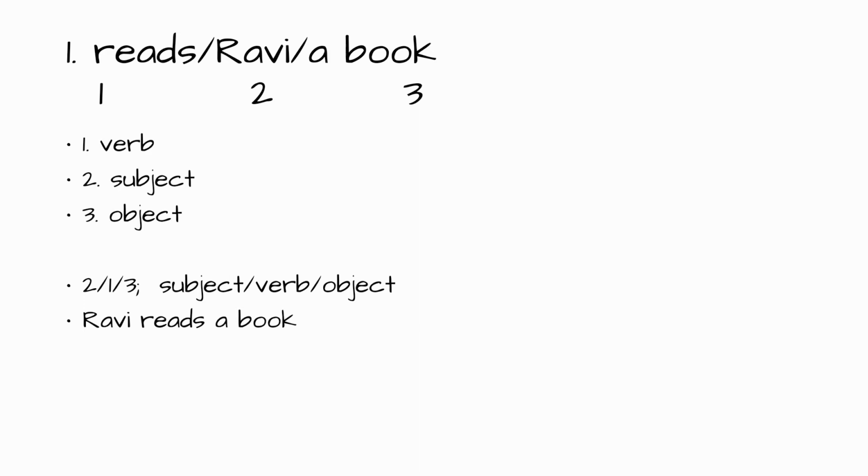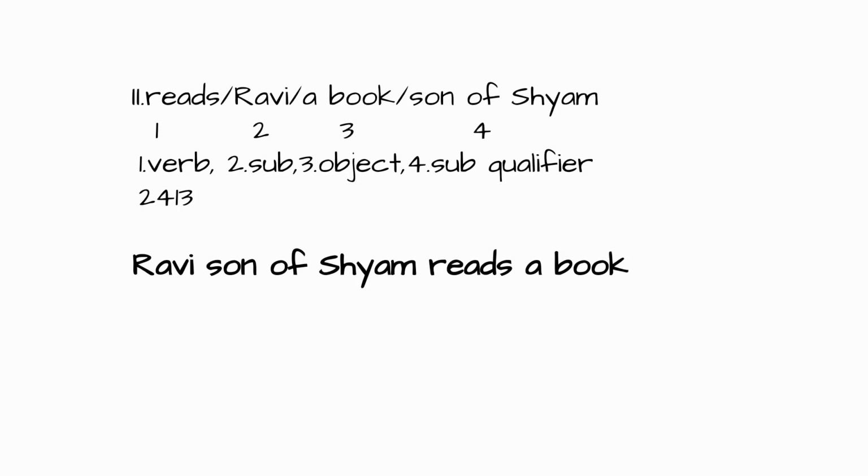Now let's see the second sentence. Reads, Ravi, a book, son of Shyam, sorry. So how many words are there? Four words are there. Now we already know three words from our previous slide: 1, 2, 3. What is 1? Verb. What is 2? Subject. What is 3? Object. And what is this 4?